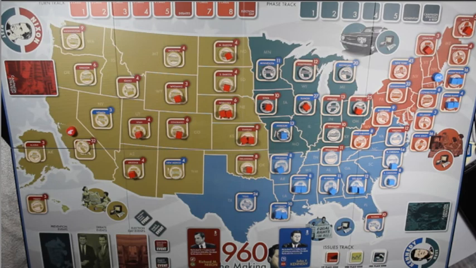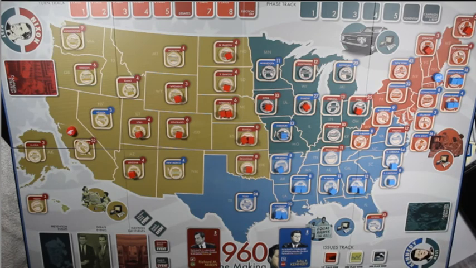Next is going to be place candidate tokens in their home states. Kennedy is in Massachusetts. Nixon is in California. Place the issue tiles in their indicated spaces on the issue track. Defense starts out as the first place issue. Economy starts out as the second place issue. And civil rights starts out as the third place issue. Place them here in that order to start the game. That was down here. It's on the edge.